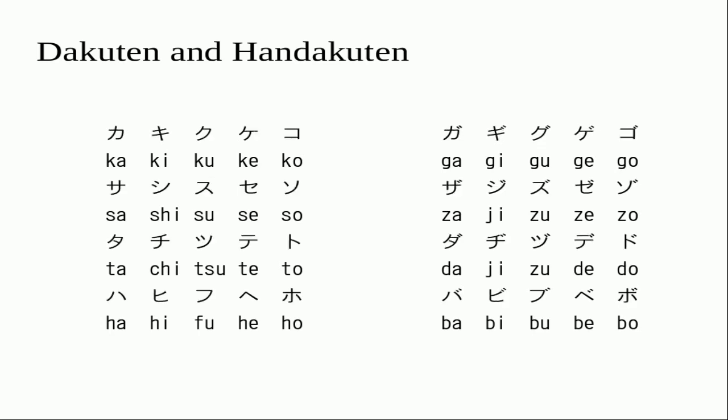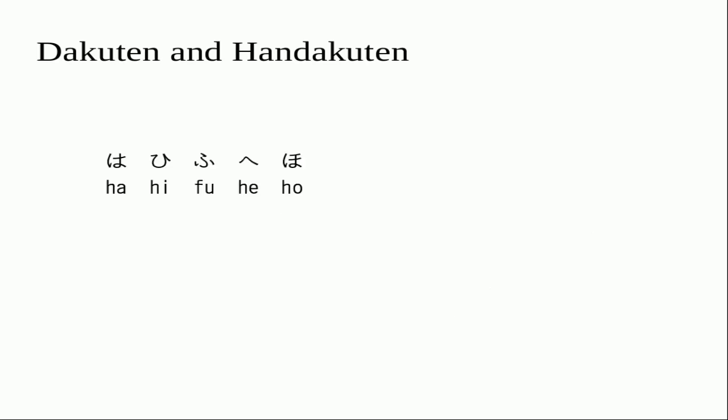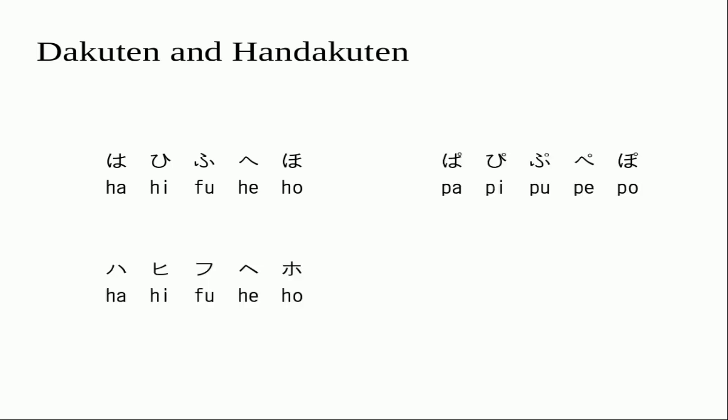Now, in katakana, even though the characters look different, the sounds that they represent are exactly the same. Handakuten, on the other hand, changes h sounds, as I've said, into p sounds. So, ha hi fu he ho becomes pa pi pu pe po. And of course, in katakana, it's exactly the same. So yeah, that's basically it for both the Dakuten and Handakuten.